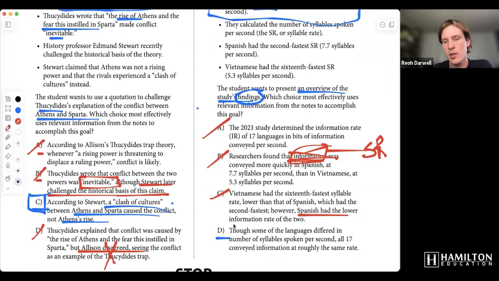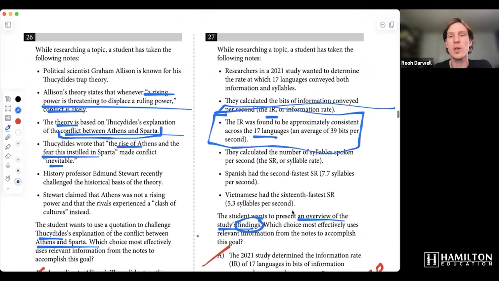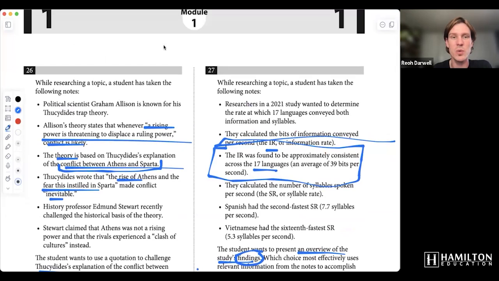C, this part here is what's wrong. Do we know that Spanish had a lower information rate of the two? No. Why not? Because they all have the same general information rate, which is how we arrive at D, where even though they differed in the number of syllables spoken per second, like the difference between Vietnamese and Spanish, they all had roughly the same IR. All right. So that's how we arrive at D for question 27 and how we finish the writing section for module 1 of test 397.